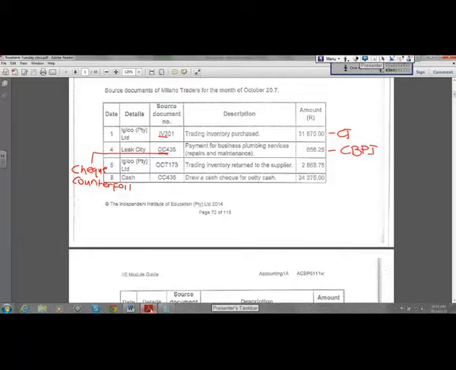So we go to the one on the 5th. You see there is a document here. Here we are returning the inventory to the supplier. You see OCT, so this is not October. This is original credit note. OCT stands for original credit note.